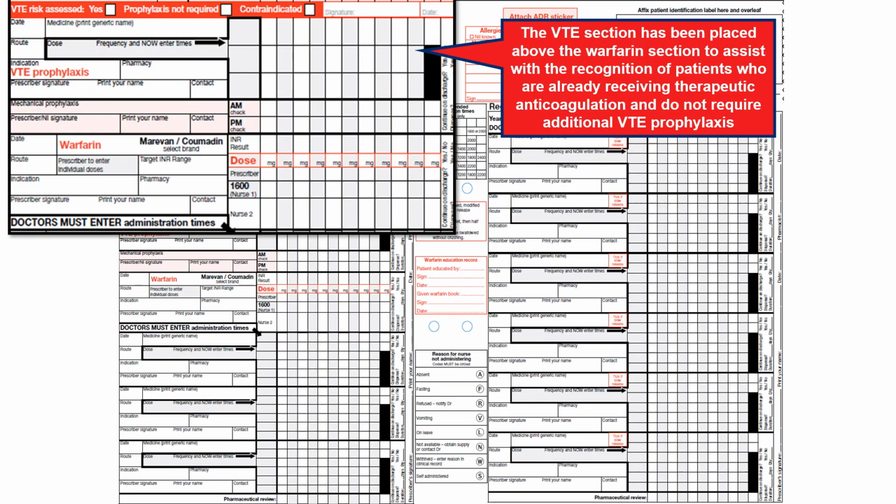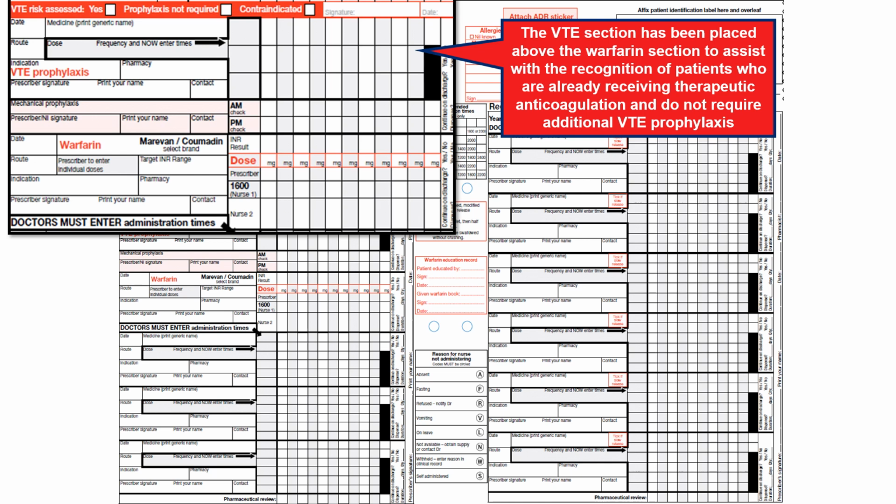So just to digress for a moment, but I think it's very relevant, this VTE prophylaxis section is right above the warfarin ordering section on the NIMC. This was done on purpose because obviously if you're on full therapeutic warfarin, you generally don't need VTE prophylaxis on top of it. So it was a visual cue that if you're on warfarin, maybe VTE prophylaxis isn't indicated.